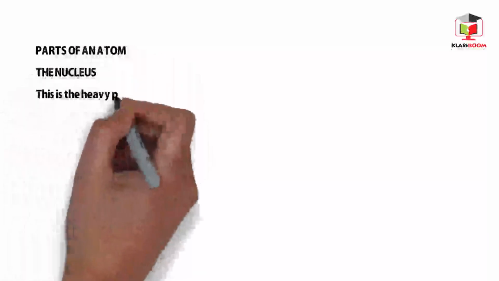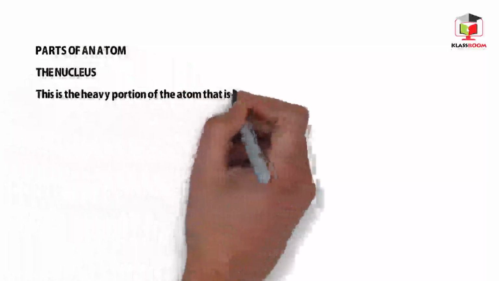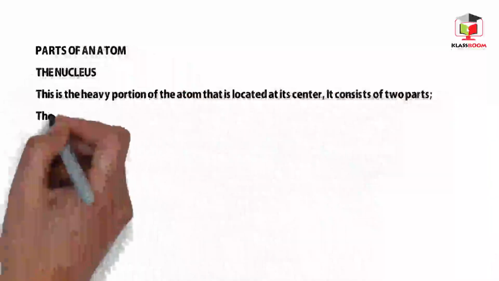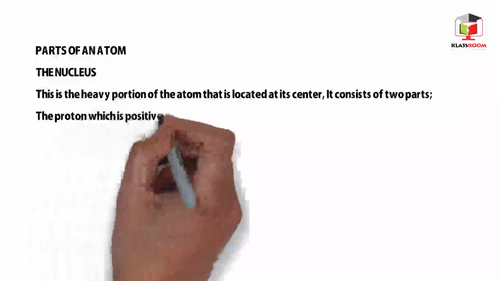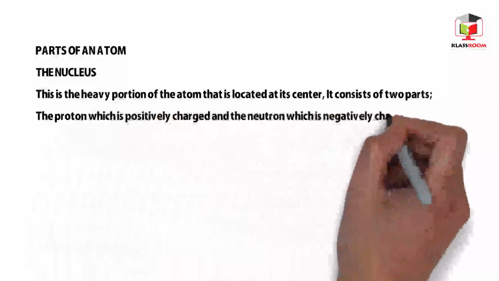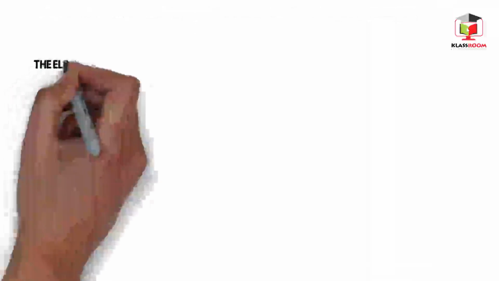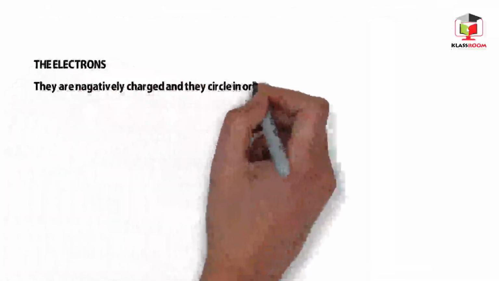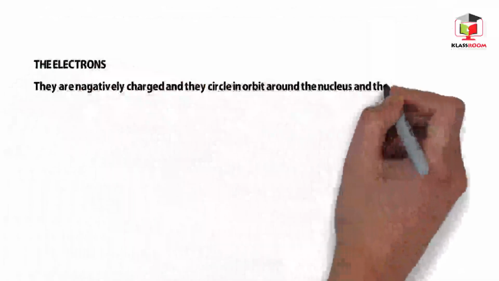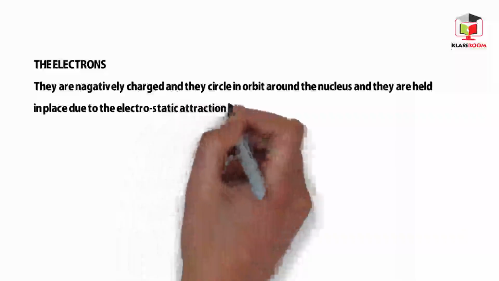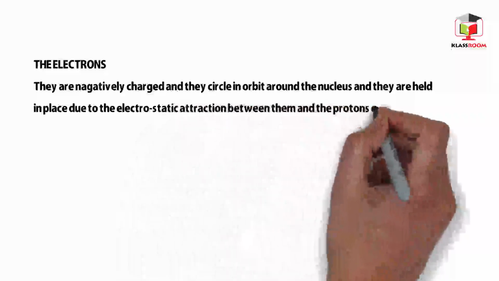The nucleus. This is the heavy portion of the atom and is located at its center. It consists of 2 parts. Number 1, the proton, which is positively charged, and number 2, the neutron, which is neutral. The electrons. They are negatively charged. They circle the orbit around the nucleus and are held in place due to the electrostatic attraction between them and the protons of the nucleus.